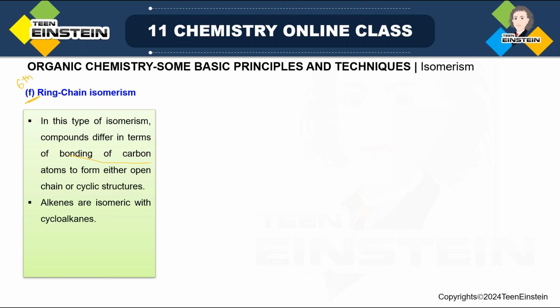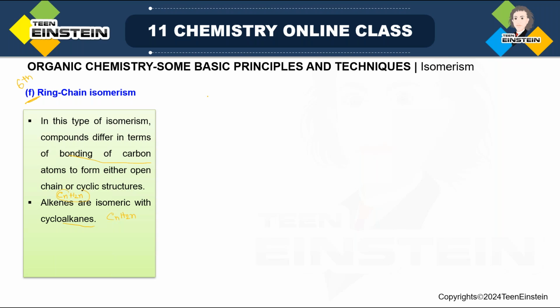Now alkenes are isomeric with cycloalkanes. What does it mean? For alkenes, we know the general formula is CnH2n. Now for alkanes, when it is open chain, the formula is CnH2n+2. But when it is a ring, still an alkane with no unsaturation, the formula again becomes the same as alkene.